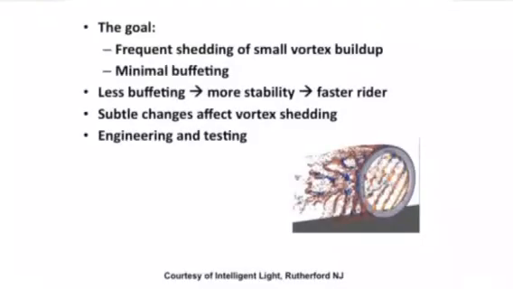So the goal here is to keep the vortex buildup to a minimum by having frequent shedding of small vortices. That's going to create minimal buffeting. Less buffeting means more stability in the ride and a faster rider. Subtle changes affect the vortex shedding, and this brings us back once again to the necessary engineering and testing behind the product.